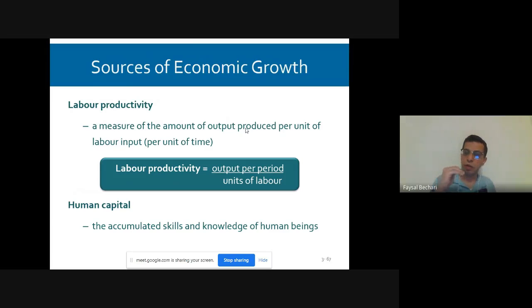The source of economic growth: when you talk about labor productivity, it is the measure of the amount of output produced per unit of labor input. So labor productivity is how much each unit of labor produces, the output in a certain period divided by units of labor. And human capital is the accumulated skills and knowledge of a human being. This is a little bit difficult to calculate, but knowledge and skills are very important for productivity.